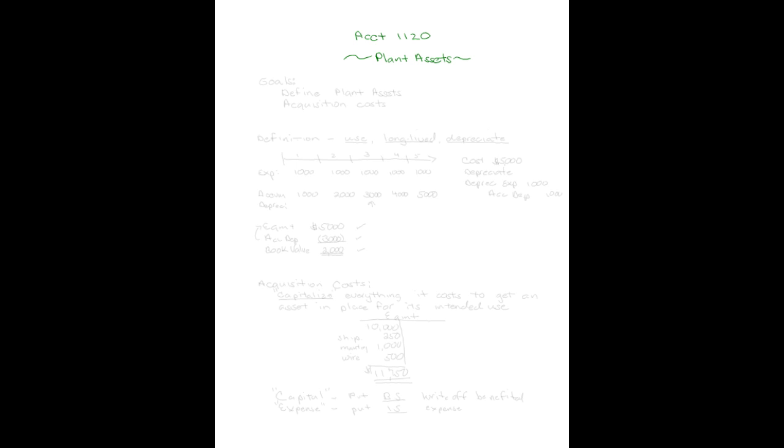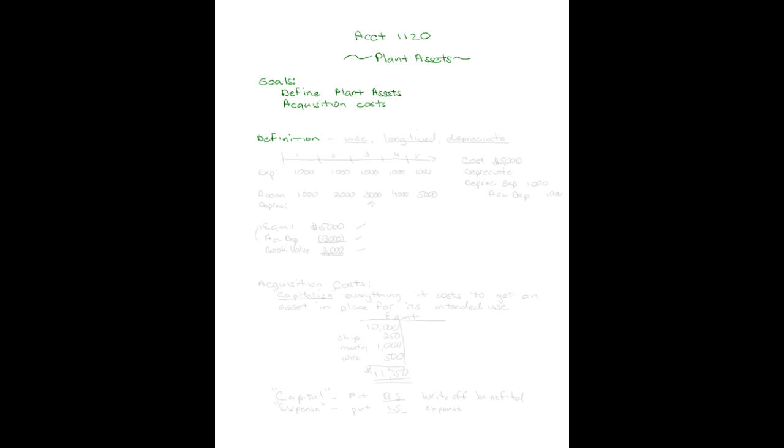This is a pencast I'm making for Accounting 1120, and it's on the topic of plant assets. I have a couple of goals I'd like to take care of in this pencast, and one is define plant assets, talk about them a little bit, and then the second goal is to look at some ways that we do accounting for acquisition costs. So, let's get started. Let's work a little bit with the definition of plant assets.